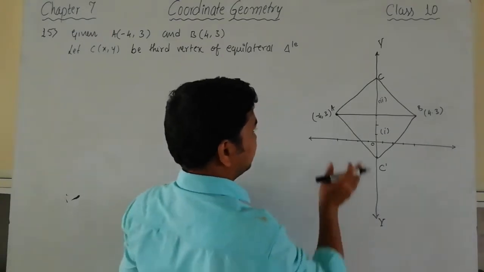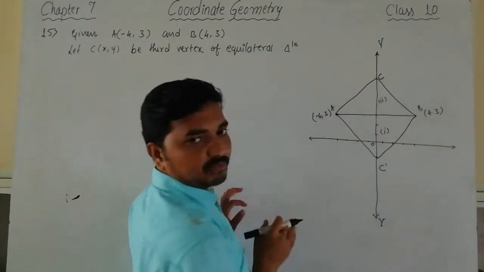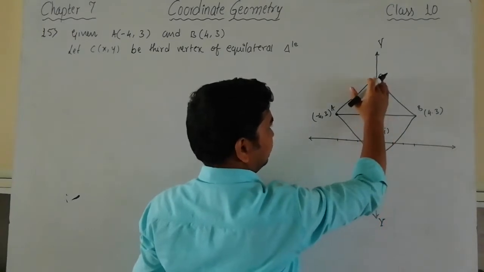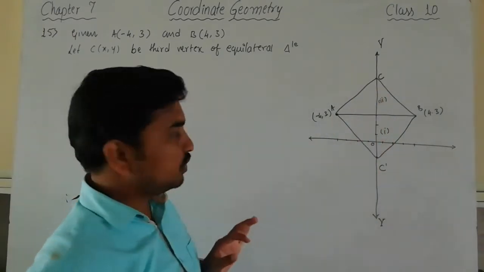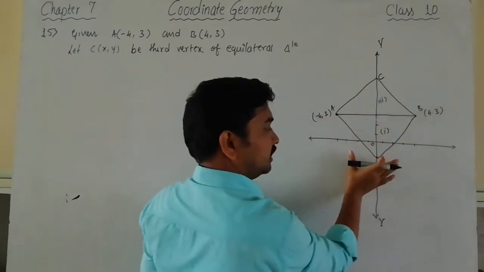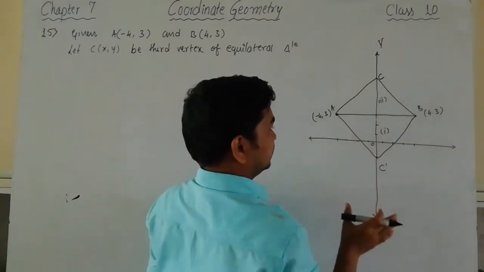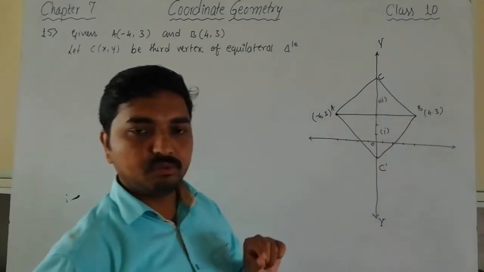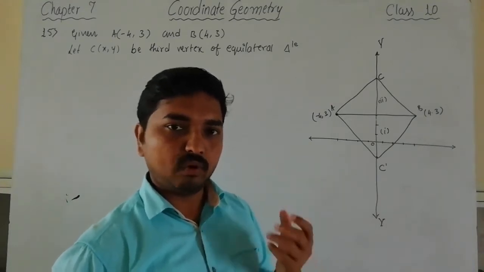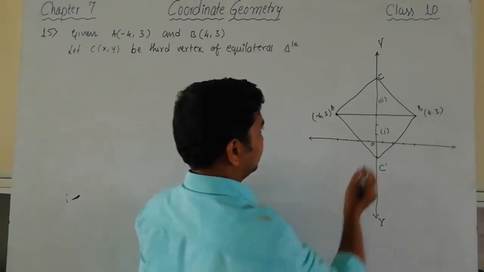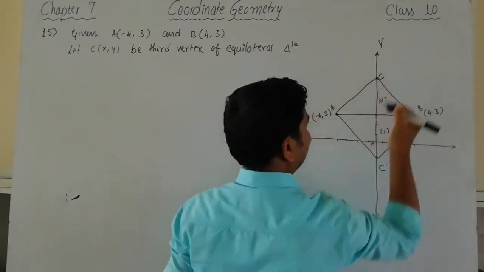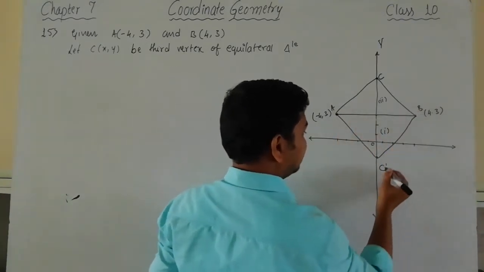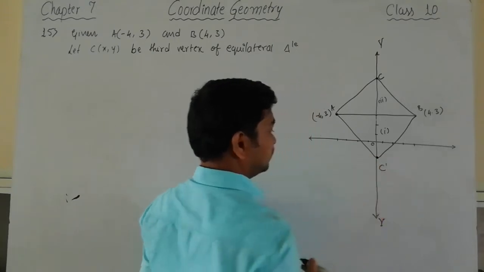Now there are two possibilities for you. The third vertex may be present above the line or below the line. Let us suppose the point C lies above the line AB. Then it definitely lies on the y-axis, because the line AB is parallel to the x-axis and the midpoint of AB lies on the y-axis. That's why the third vertex C must be on the y-axis itself. So I am going to consider the third vertex C here. Or else another possibility is that it may be present below the line, and I denote that one as C dash.